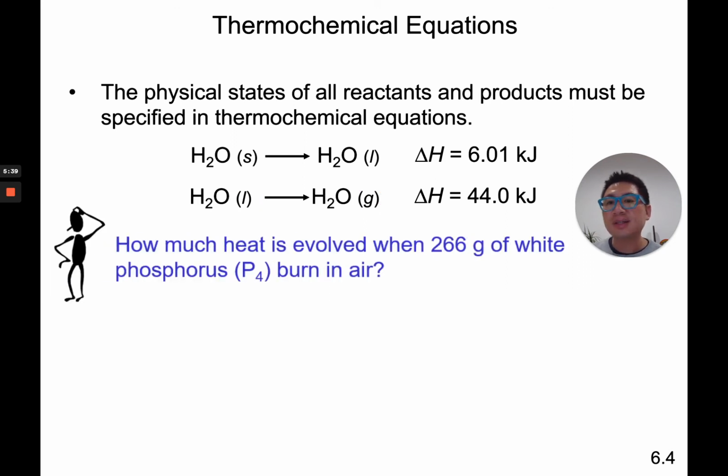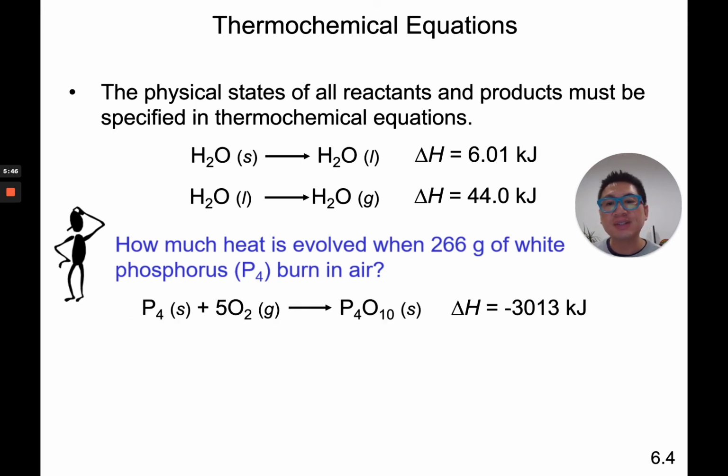Okay, let's look at another sample question here. How much heat is evolved when 266 grams of white phosphorus, P4, burns in air? Right now, you'll be given the equation. This is not something that you would have to memorize. This has to be given. And what does this equation say?